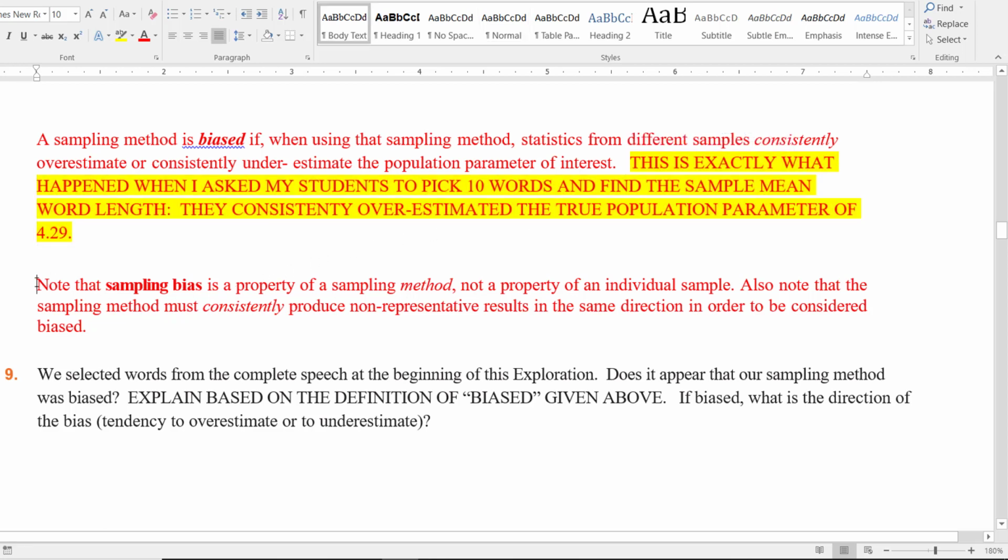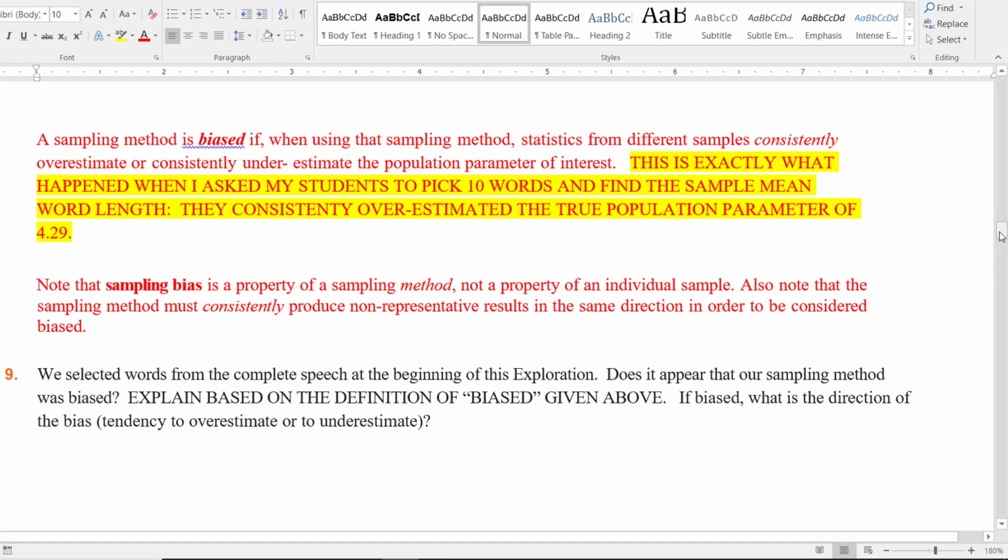Note down here, the sampling bias is a property of the sampling method, not a property of any individual sample. Also note, the sampling method must be consistently overestimating or consistently underestimating the true population parameter to be considered biased. It's normal to have some variability in the sample means, sometimes being higher than the true population parameter and sometimes getting a sample mean lower than the true population parameter. But if your sampling method consistently produces sample means that are higher or consistently produces sample means that are lower, then there's something wrong with the sampling method.